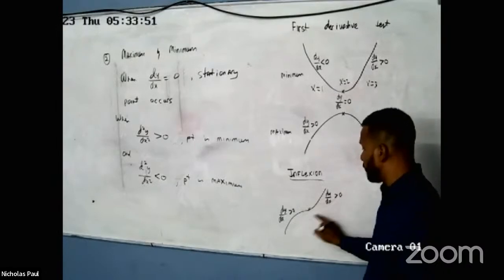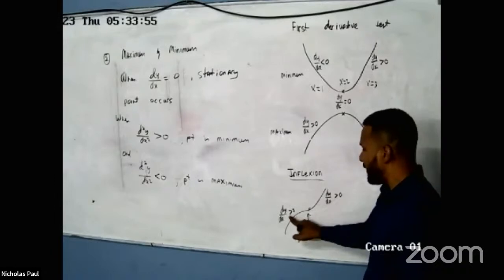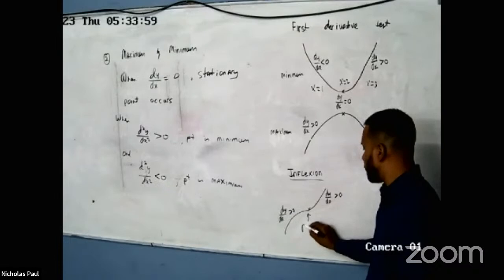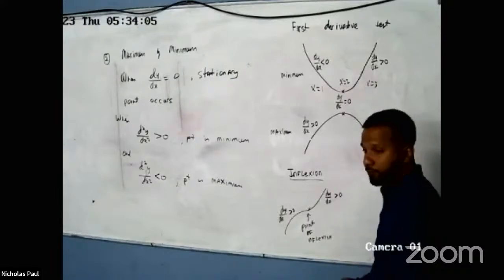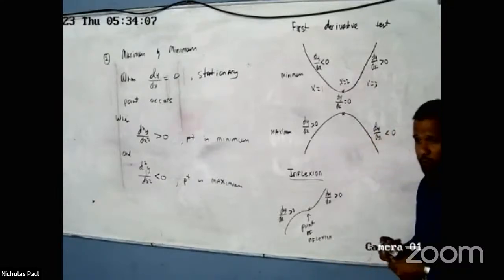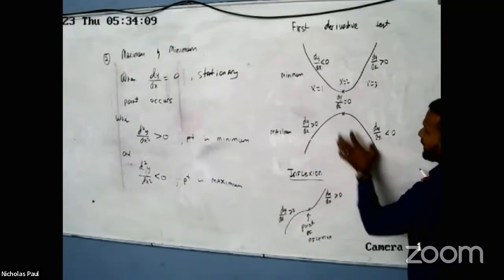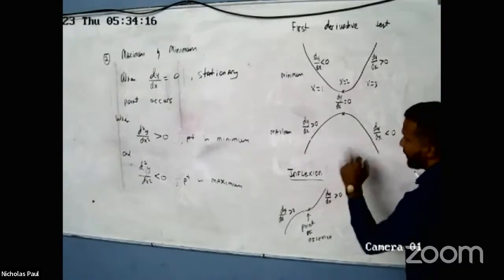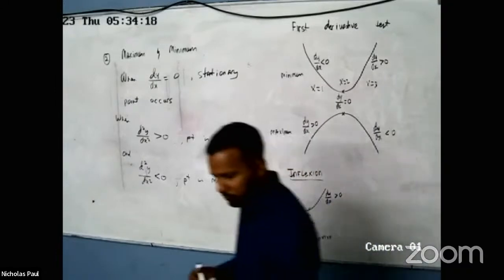So if we choose our two values around the point of inflection, and we recognize that the first derivative is not changing sign, what we have is a point of inflection. That's okay? So if there's a change in sign, maximum. If there is no change in sign, point of inflection. That's okay? Copy this out.